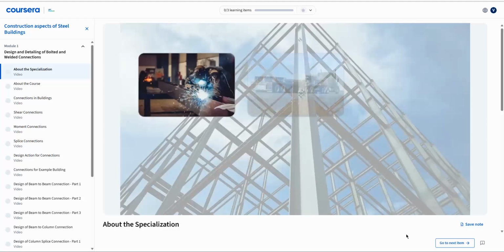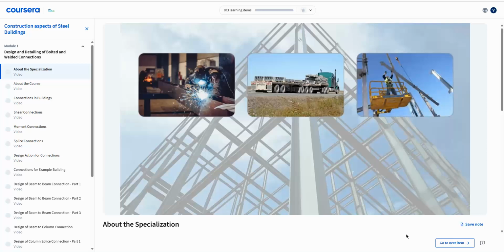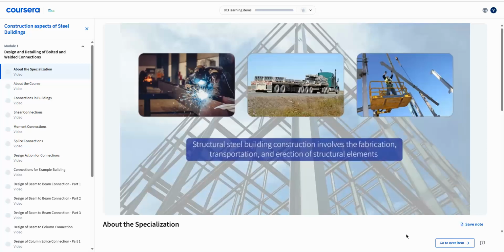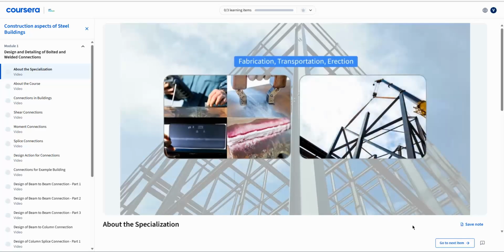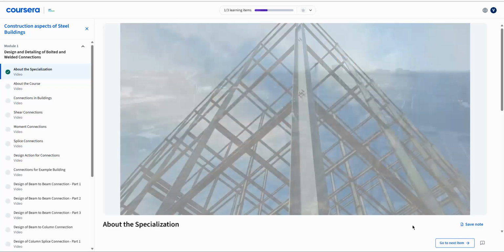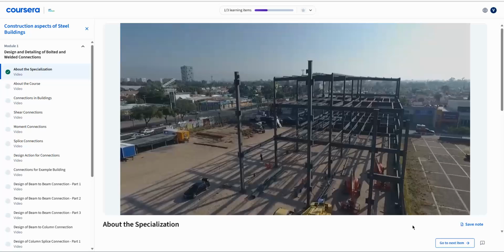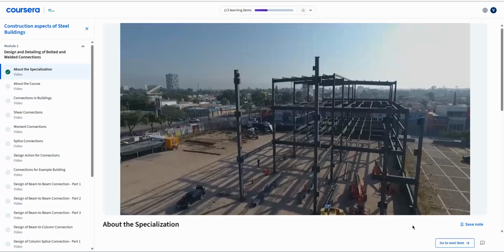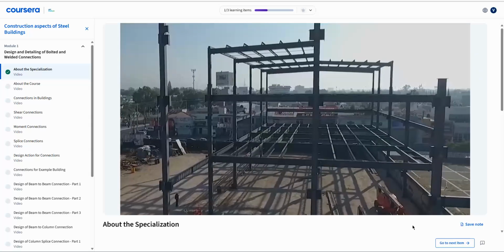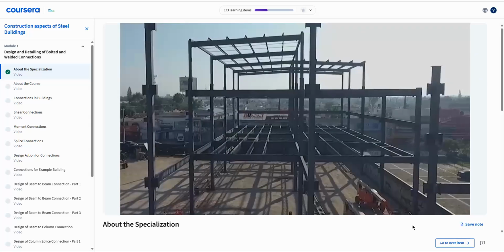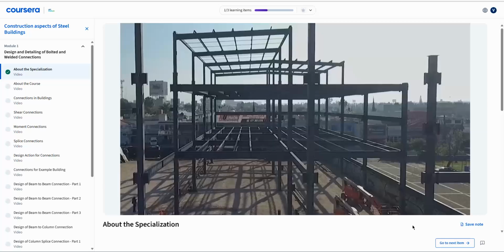Fabrication, transportation and erection of structural elements are important steps or activities in structural steel building construction. These aspects are also covered in this course along with various inspection methods and good construction practices. In a nutshell, we can assure you that this course will cover comprehensively the various design and associated aspects a structural engineer should know for efficiently designing and constructing structural steel buildings.